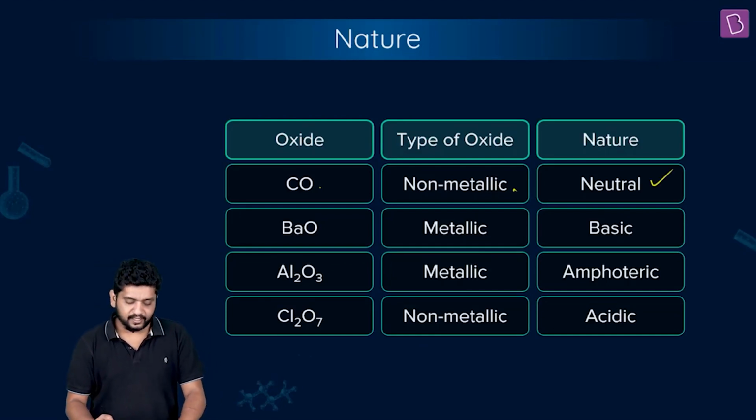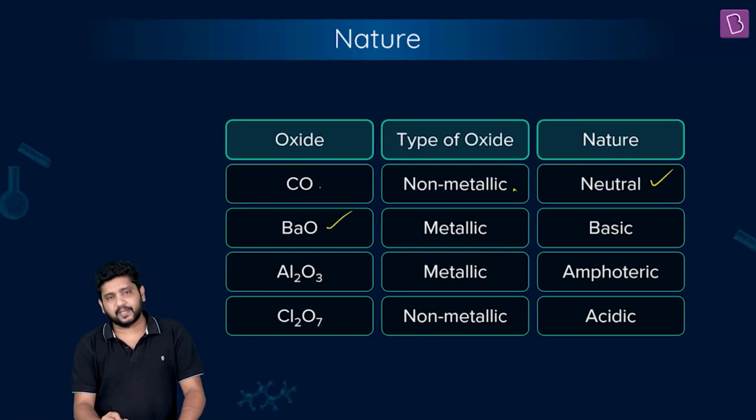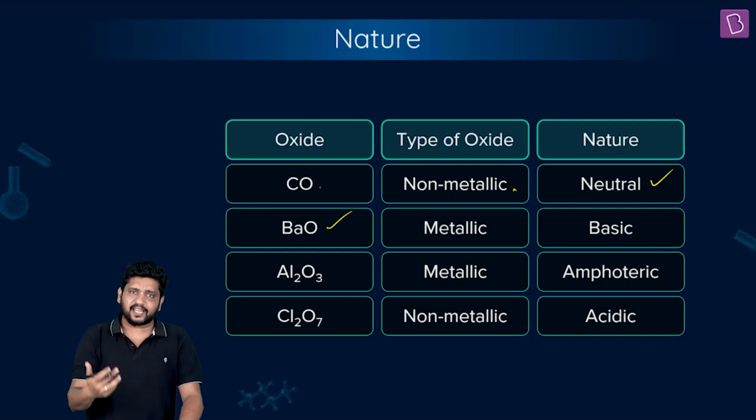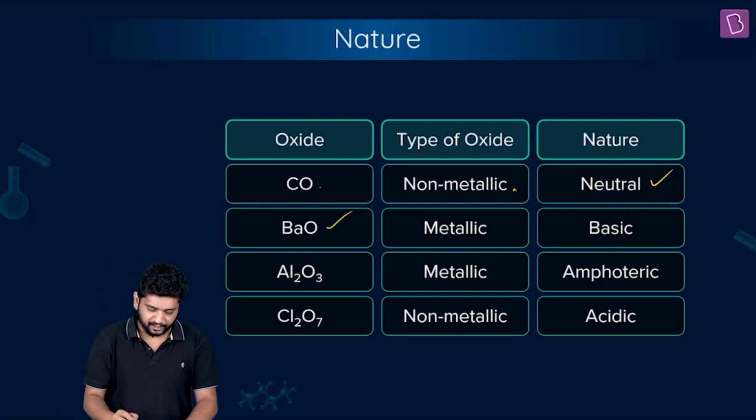It doesn't dissolve like the others. BaO is barium oxide, right? Which family is this? The calcium family, right? Beryllium, magnesium, calcium, strontium, barium, radium. So barium oxide is strongly basic as well, right?